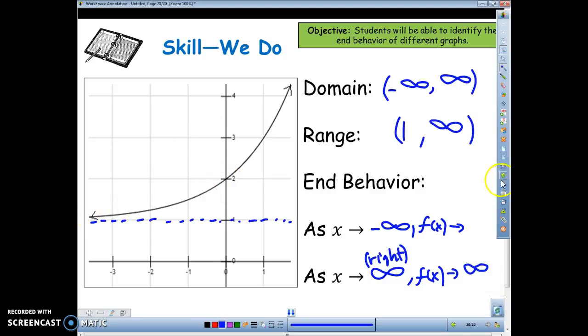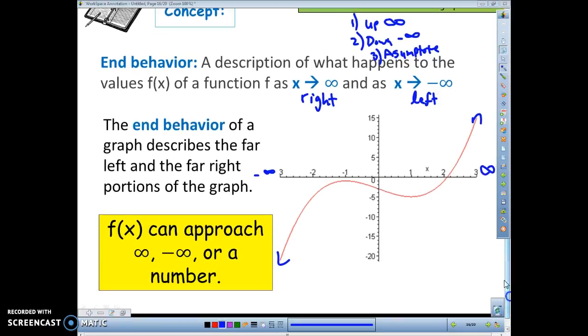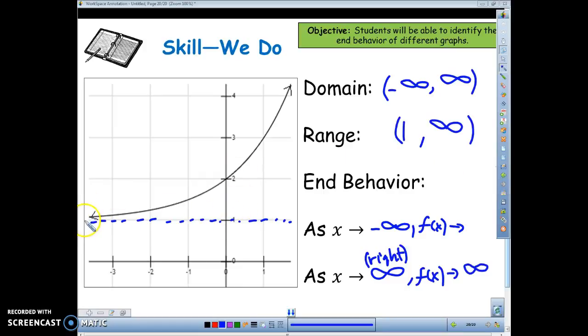Now I'm going to go to the left. And if you remember back a couple of slides, we said f of x can approach positive infinity, right? That's up. It can approach negative infinity, that's down. Or it can approach a number, which happens to be an asymptote here. So if I go to the left, is my function going up, is it going down, or is it approaching an asymptote? And I hope you see that it's approaching this asymptote here. And in this case, my asymptote happens to be at the value 1. So as x goes to the left, towards negative infinity, the y values approach my asymptote at 1.